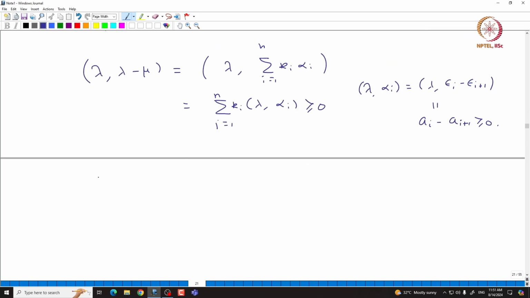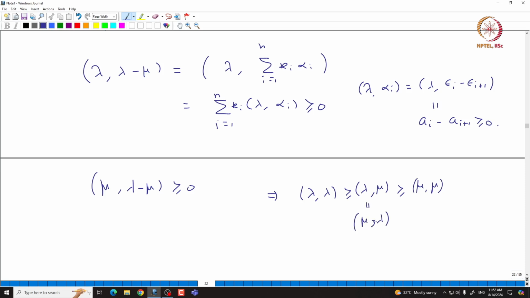Similarly, you can see that mu comma lambda minus mu is again a non-negative number, again mu being dominant. So, this forces that lambda lambda is bigger than lambda mu, which is bigger than mu mu, because lambda mu is the same as mu lambda. So, that tells you that lambda must be greater than or equal to mu.